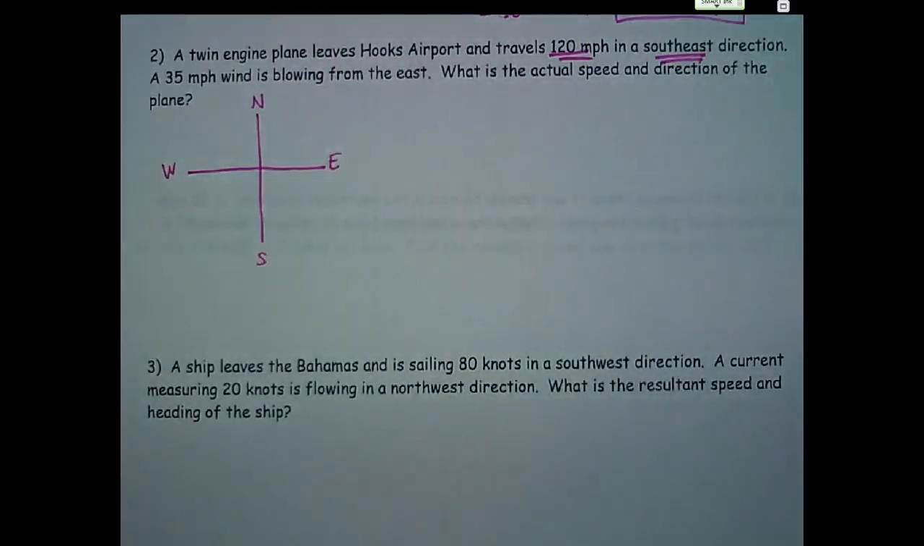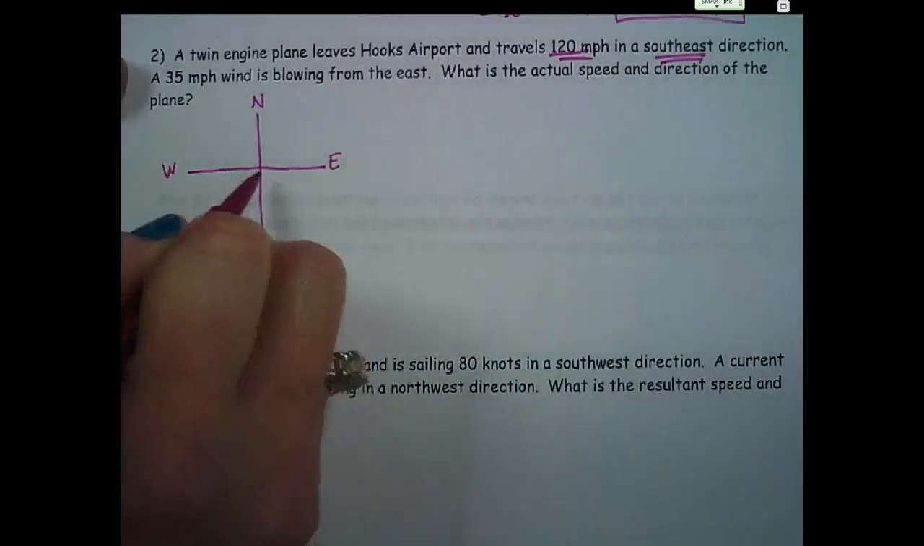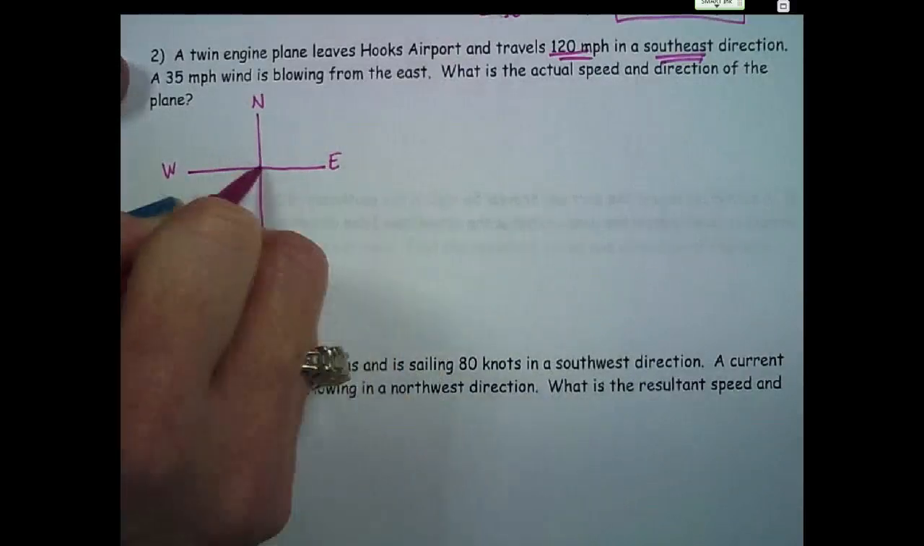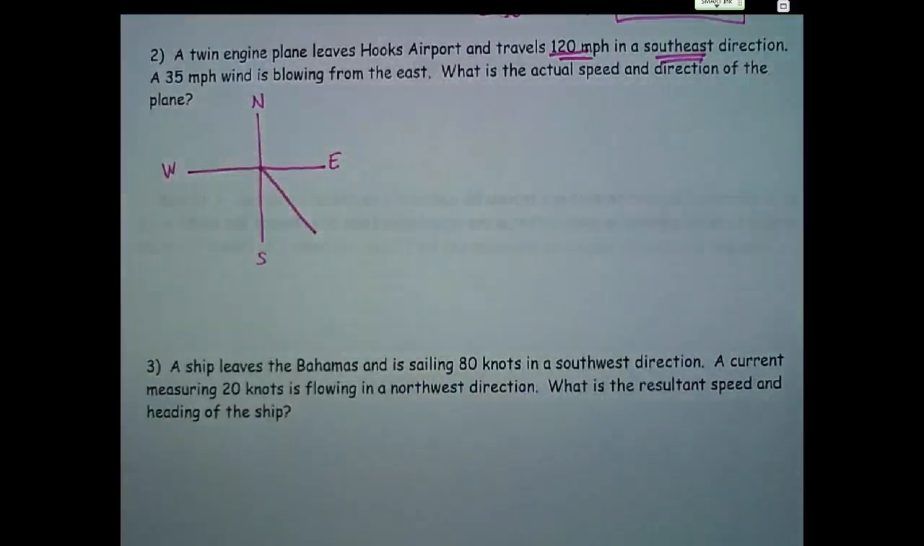Southeast. What's your line? It's going southeast. Not from the southeast, it's going towards the southeast. So your airplane would be like right here, right? There's east and there's south, so right here. And it's 120 miles per hour, and speed is the same as the length. So we're gonna label this as 120.